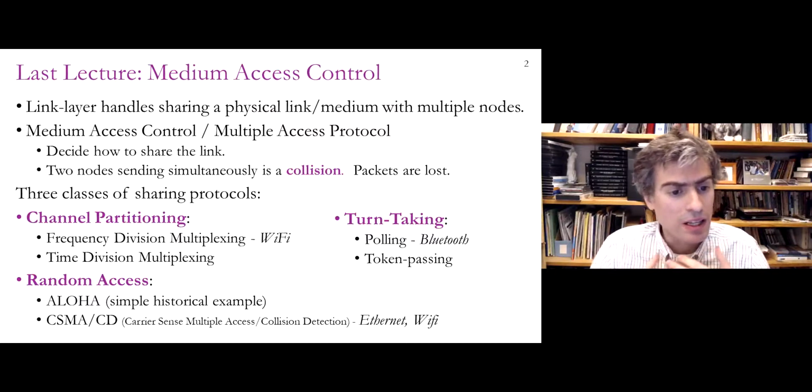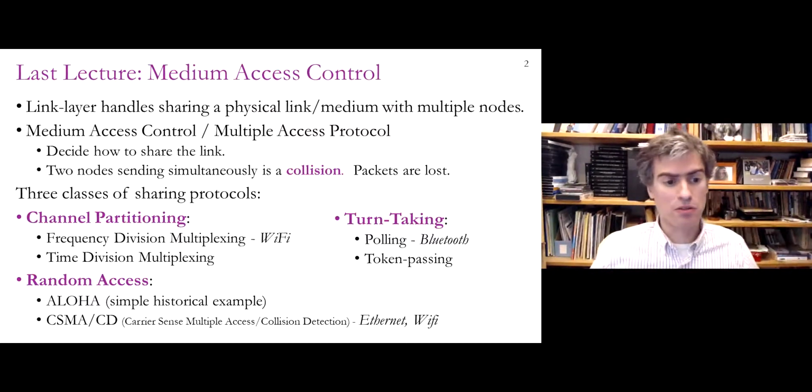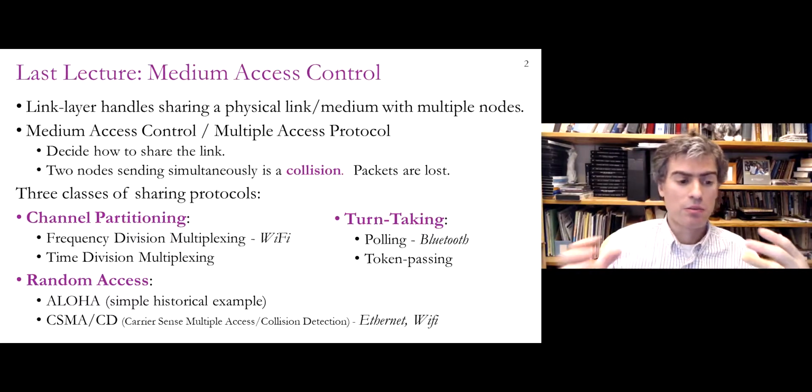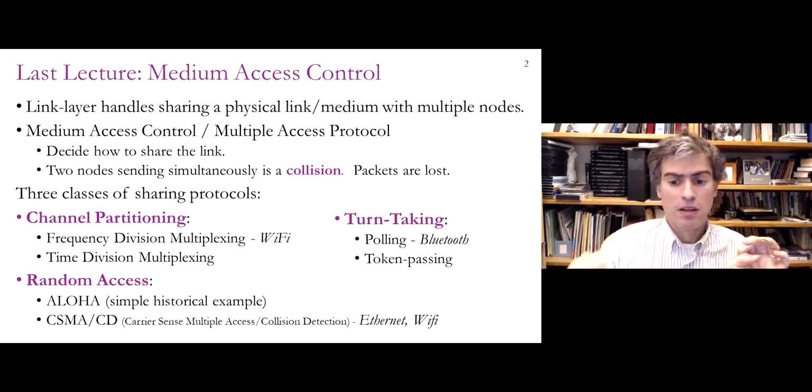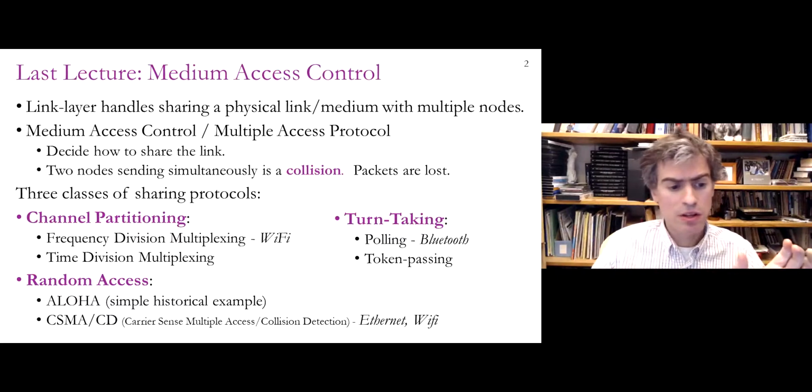And there are three basic classes of these medium access control protocols for sharing a link. Channel partitioning was the simplest one. Examples of that include frequency division multiplexing and time division multiplexing, where you break a channel into several virtual channels that have a fraction of the total capacity. Turn taking is a variation of that, where you have a dynamic scheduling of who uses the different time divisions. That can happen with polling, where there's a central leader that decides who gets to talk when, or with token passing.